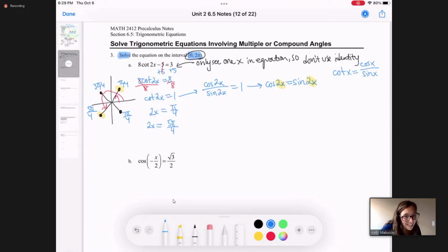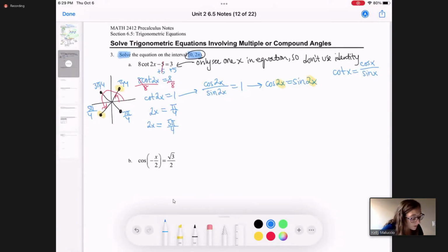And technically, we're not getting the general solution, but if we wanted the general solution, just to show you, and maybe there are more solutions inside 2 pi because we have 2x, technically this is what it would be, right? Plus 2 pi n.